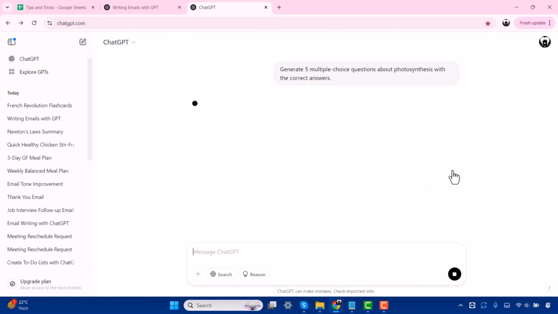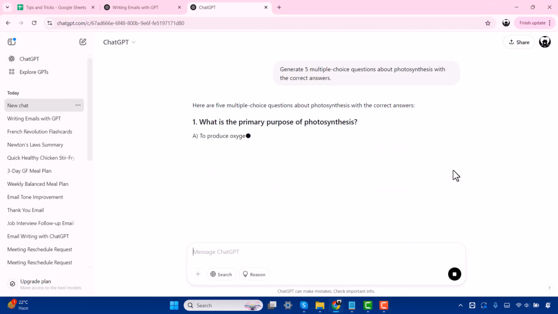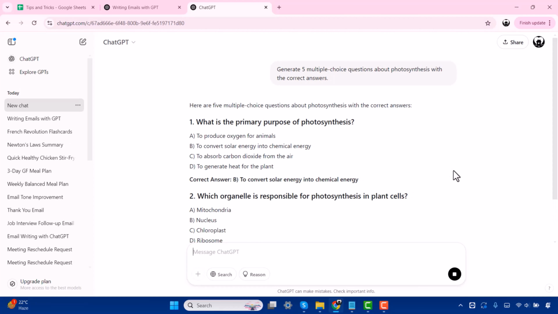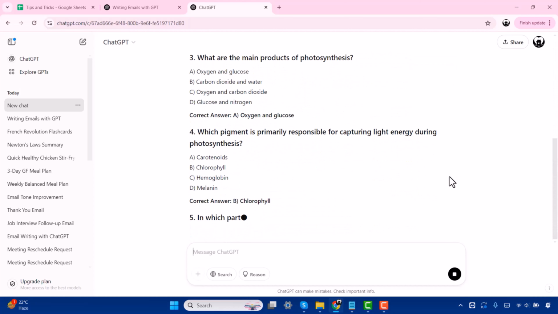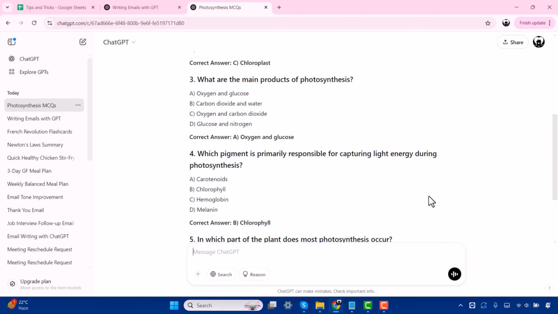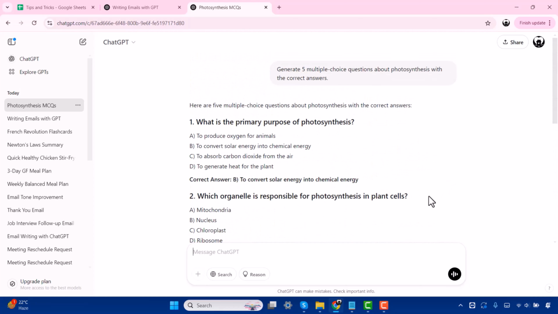Let's search the answer. Here it is. So, this approach outlines how ChatGPT can help you study efficiently by summarizing content, generating flashcards, and providing practice questions.